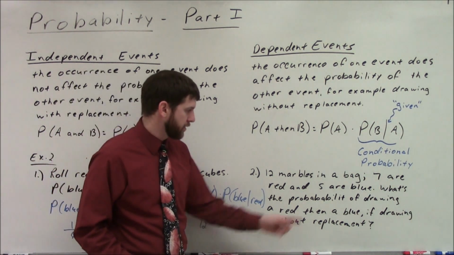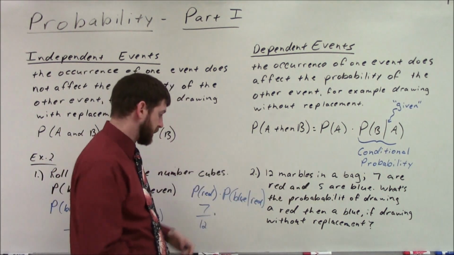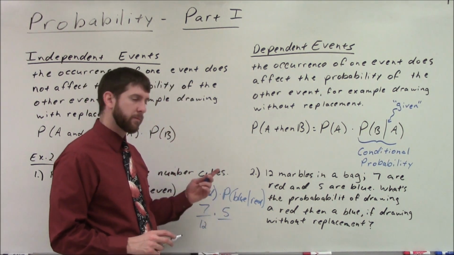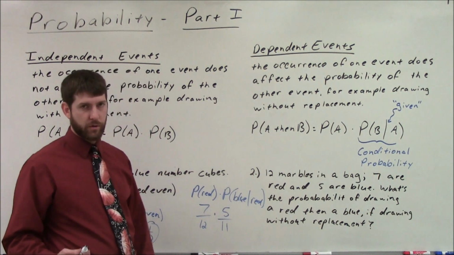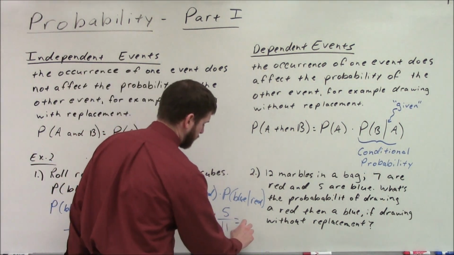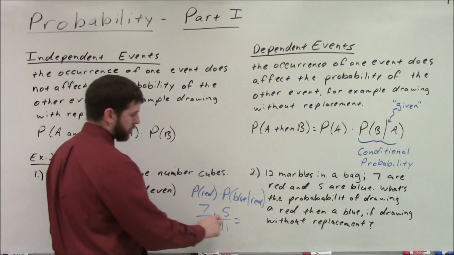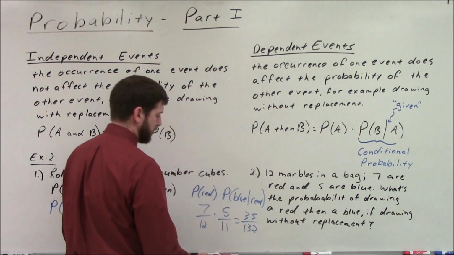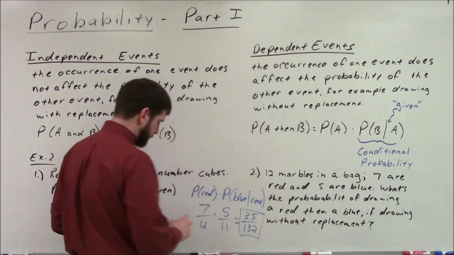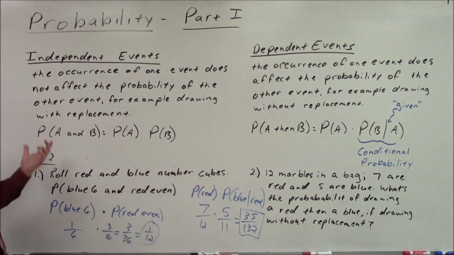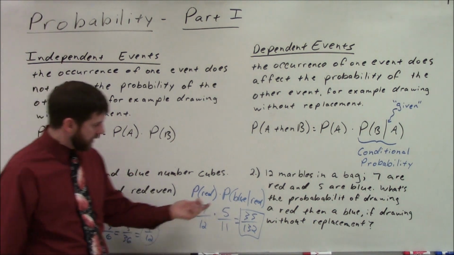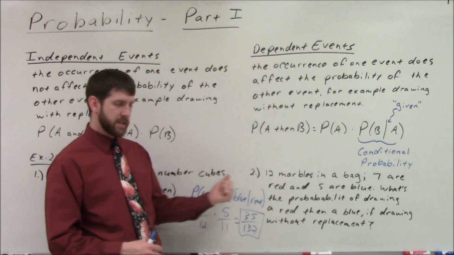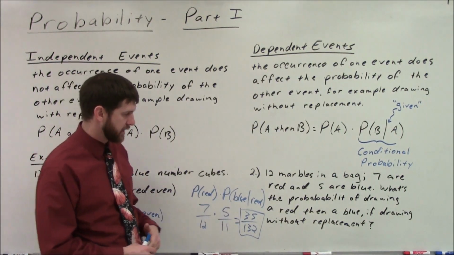Well, how many blue ones are there? 5. Drawing the red didn't change the fact that we have 5 blues, but we don't have 12 to draw from, now we only have 11. So that's the conditional part. We've changed the total number we have to work with. We do the math and you get 35 out of 132, and that's your answer. So it's the same idea, first event times the second event, but that second event has a little stipulation on it, so we make minor adjustments to see how the first event did affect the second event.